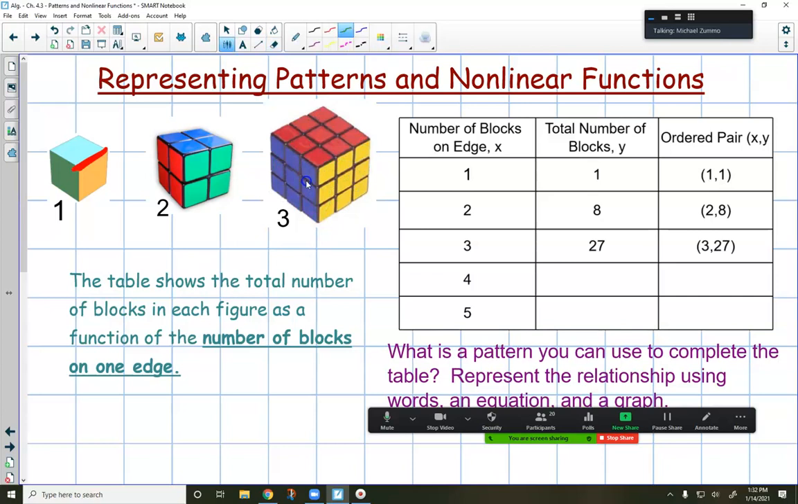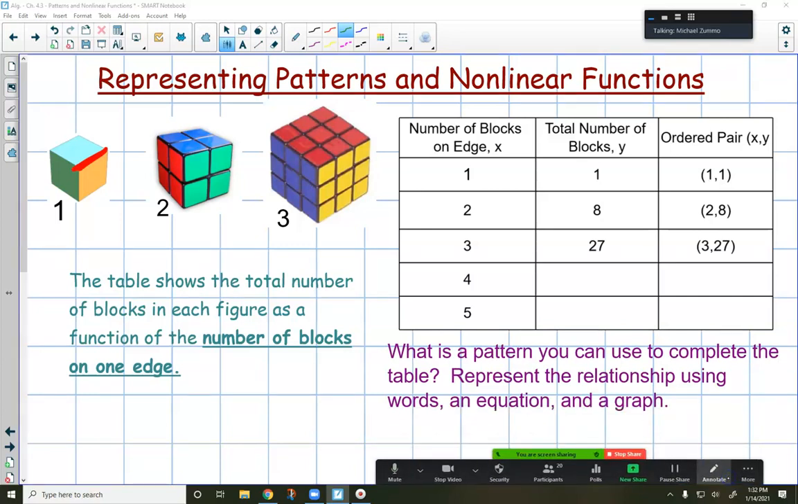So we want to figure out how many total blocks there would be with an edge of 4 blocks, and how many total blocks there would be with an edge of 5 blocks. Okay, it says, what is a pattern you can use to complete the table? Represent the relationship using words, an equation, and a graph. All right, so we know it's going to be 4 comma something. We know this is going to be 5 comma something.